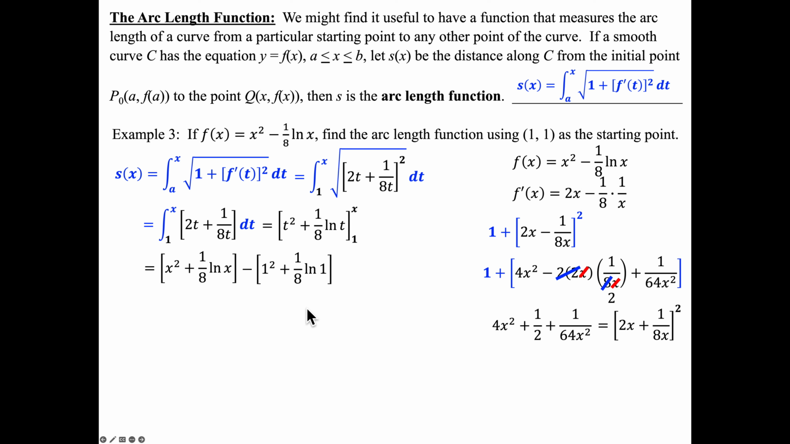Now we want to simplify. Oh, right away, natural log of 1, I know that's a 0. So 1/8 times 0 is a 0. So minus 1 squared here. And so 1 squared is 1. This is my function here.